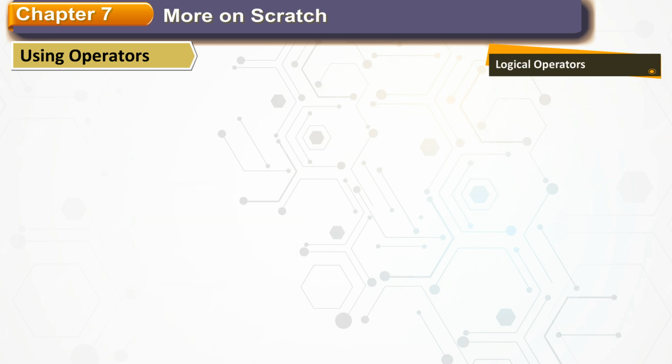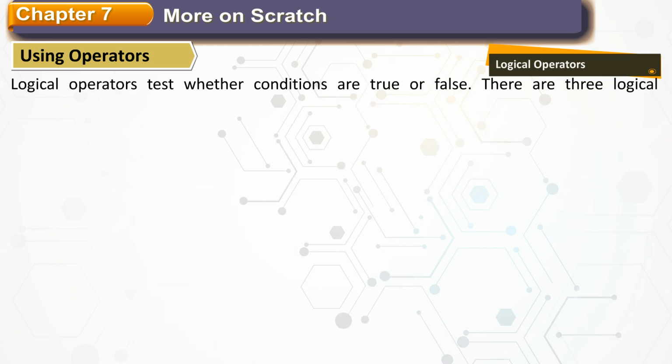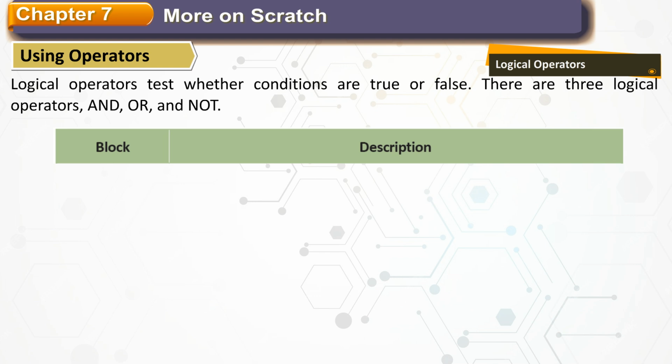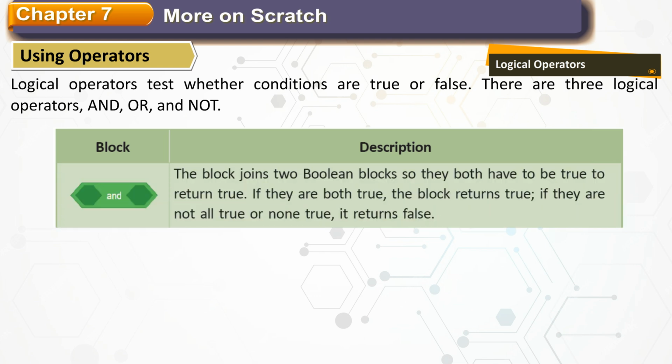Logical operators. Logical operators test whether conditions are true or false. There are three logical operators: and, or, and not. Block description. And: the block joins two Boolean blocks, so they both have to be true to return true. If they are both true, the block returns true. If they are not both true, or none are true, it returns false.